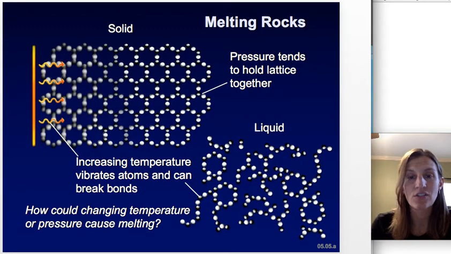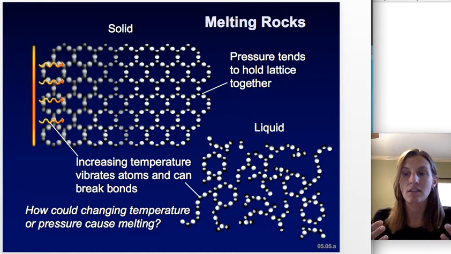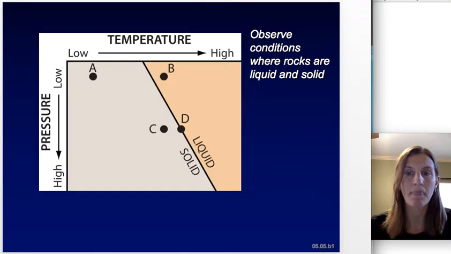All right, so how could changing temperature or pressure cause melting? We're going to look at this, and then think about how that fits into the tectonic picture. How does this actually relate to geology?